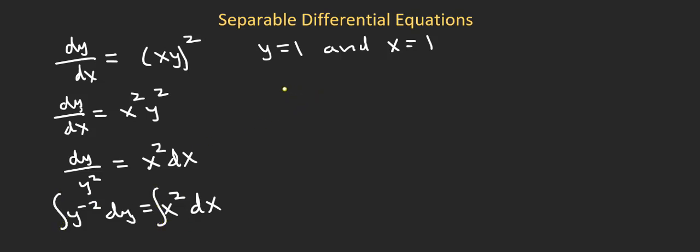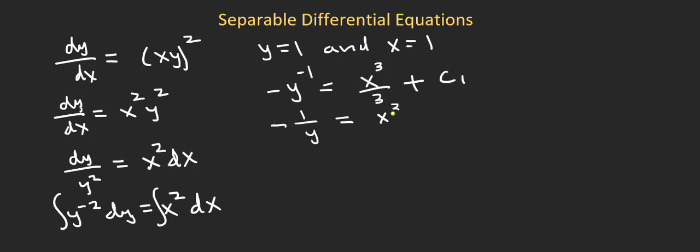So we end up getting negative y to the negative 1 equals x cubed over 3 plus c. Let's call it c1. So this is the same thing as, if you want to solve for y, actually, let's solve for c1 right now. Because when y is 1, I'm going to change it to negative 1 over y is x cubed over 3 plus c1.